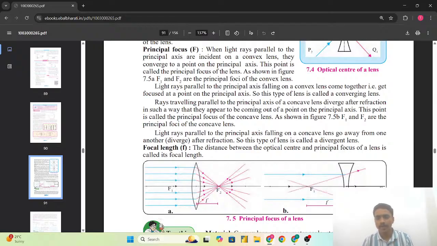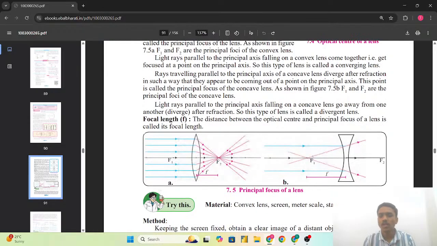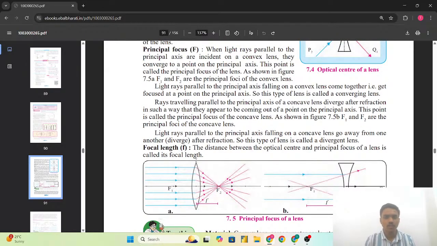यहाँ पर जो बोला गया है सिंपल सी बात है कि कॉन्वर्जिंग लेंस क्या है कि light rays which are traveling parallel to the principal axis get converged at a point which is called the principal focus of that particular convex lens, that is, the converging lens.